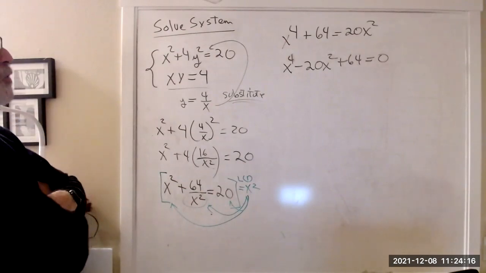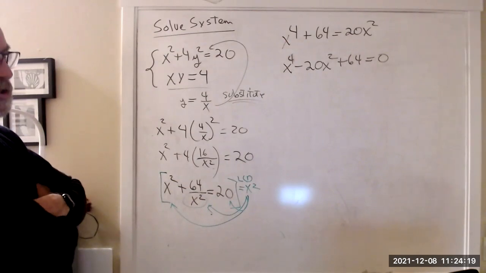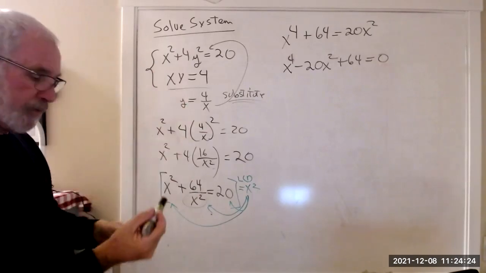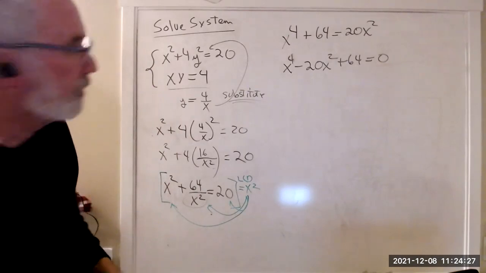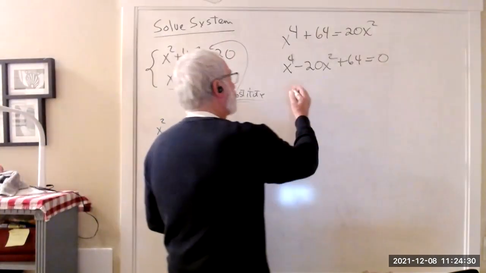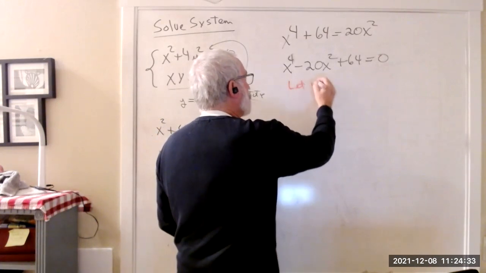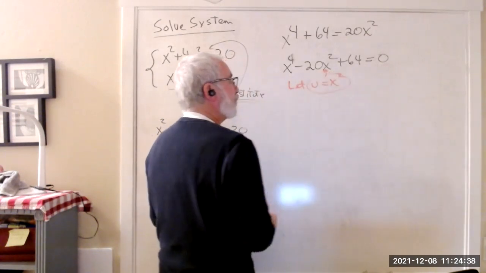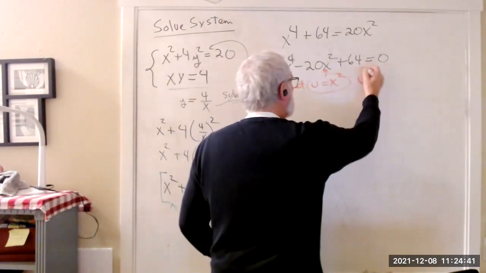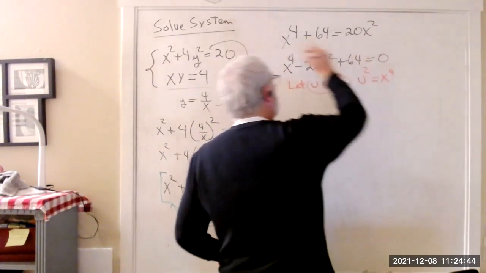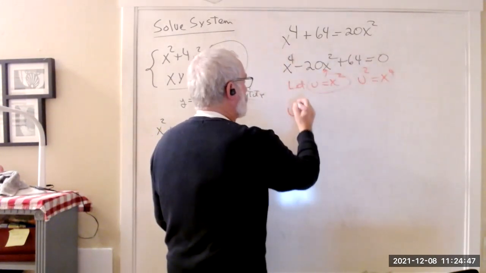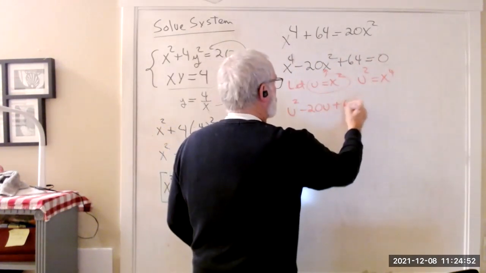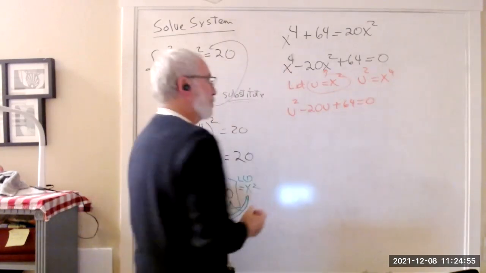Well, one of the reasons I chose this and one of the reasons I like teaching this is because it brings back a lot of things that we've talked about throughout the semester. For example, we can use a substitution. Let u equal x squared. Remember how we got rid of really weird ones? u equals x squared, which means u squared equals x to the fourth. So this problem becomes u squared minus 20u plus 64 equals 0.